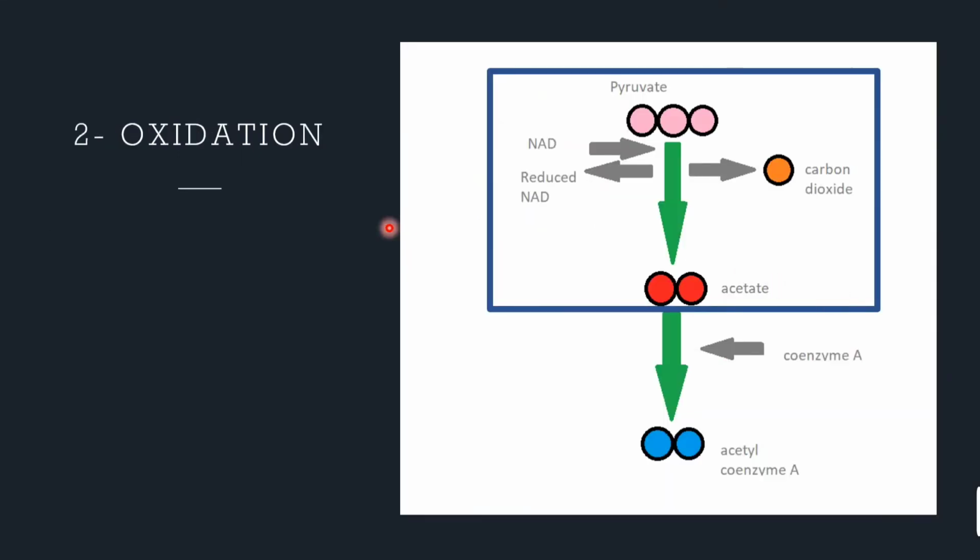The second stage of the link reaction is oxidation. So our pyruvate is now in the matrix of our mitochondria, and the pyruvate in the matrix is now oxidized. Oxidation is the loss of hydrogen. So our pyruvate that has been actively transported into our matrix loses hydrogen, and this pyruvate is converted into acetate. So it's converted from this 3-carbon molecule into a 2-carbon molecule, which is acetate.